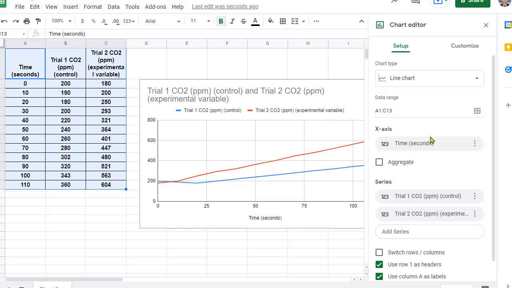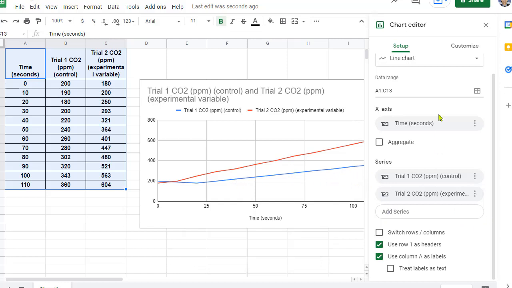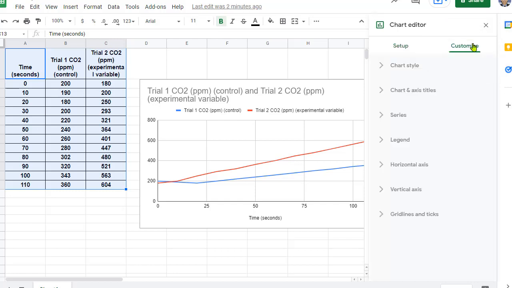But if I want to get more information out of the graph, I really want to look at the slope of the lines. If your graph is not linear, then slope doesn't really have meaning. But my data is fairly linear, so let's put lines on there. That's called a trend line. Up here in the upper right, customize. And trend line is under series.